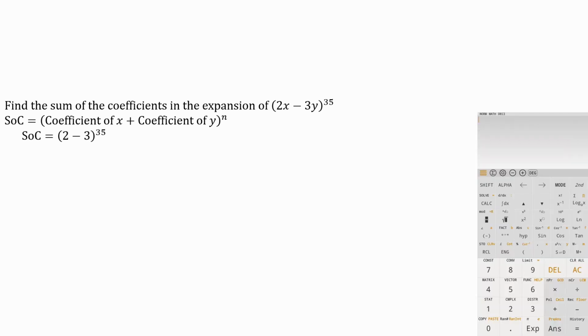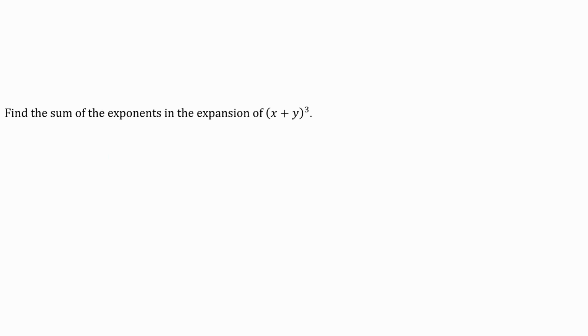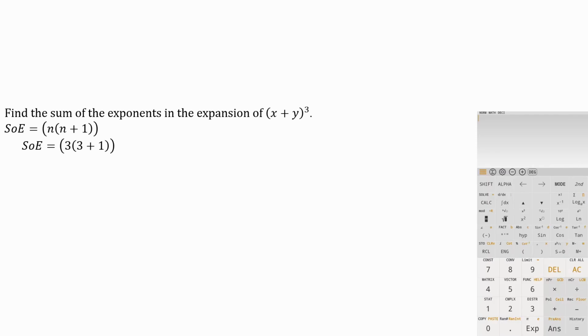Next example, find the sum of the coefficients in the expansion of 2x minus 3y raised to 35. So, sum of coefficients, so coefficients ng x and y raised to n. So, 2 minus 3 raised to 35. So, therefore, sum of coefficients is negative 1. Next thing, find the sum of the exponents in the expansion of x plus y raised to 3. So, sum of exponents, so yung formula kanina, n times n plus 1. So, 3 times 3 plus 1, so therefore, sum of exponents ay 12.